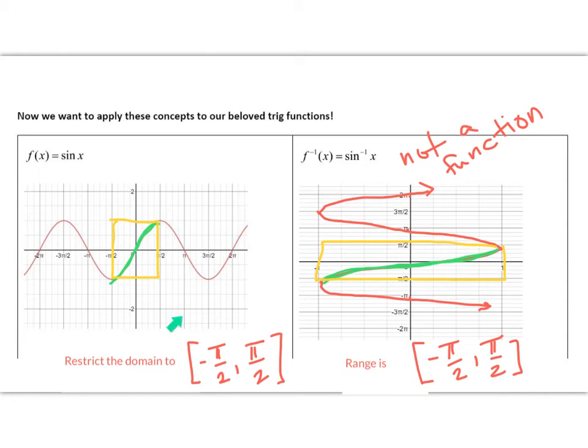Remember, that's how inverses work. The domain becomes the range. The range here, negative 1 to 1, becomes the domain of this function, negative 1 to 1. We'll summarize all of those pieces in a moment here.